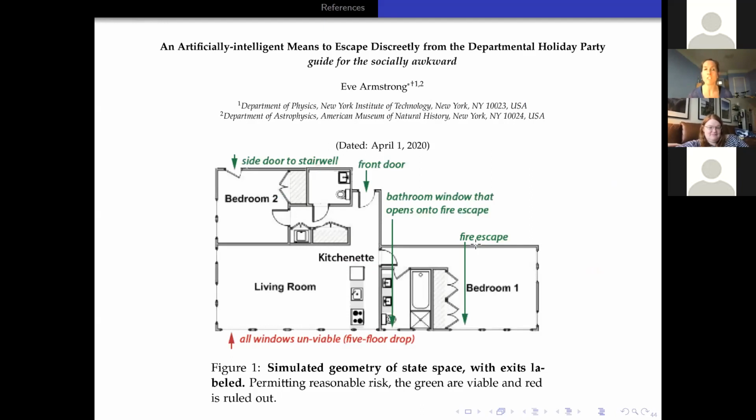I also looked into an artificially intelligent means to escape discreetly from the departmental holiday party. It's a guide for the socially awkward. We are in development with an algorithm that can help you escape from an extremely unsavory situation. For example, this horribly claustrophobia-inducing scenario you see pictured here, a 2-bedroom Manhattan apartment crammed with your colleagues during a drunken holiday party, and there are multiple means of exit, and we are developing an inference procedure to help you figure out which one to use.